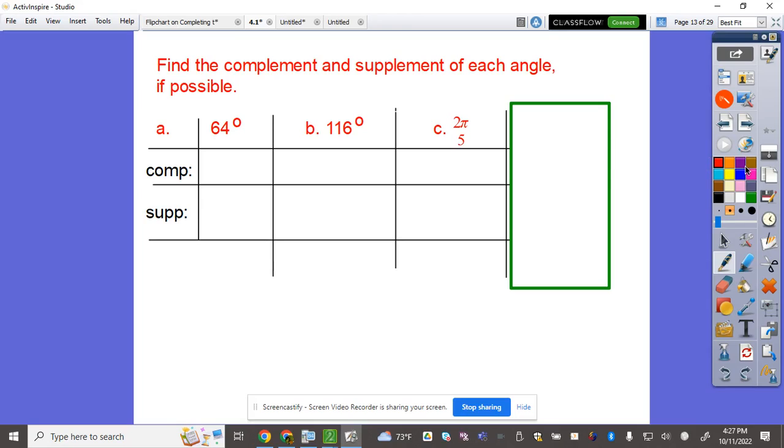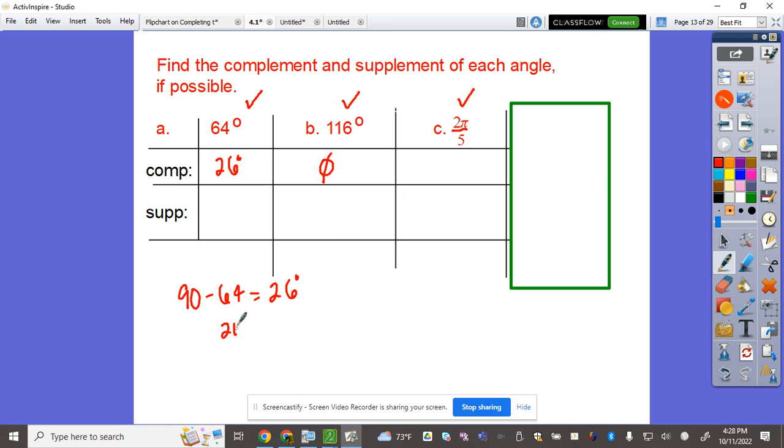All right, let's find the complement and supplement of each angle if possible. We're given A, B, C. A is 64, B is 116, C is 2 pi over 5. Find the complement. Complementary angles, when you add them, give you 90. So here, 90 minus 64 will give us 26 degrees. 116 is beyond 90, so this is none, or it's impossible.